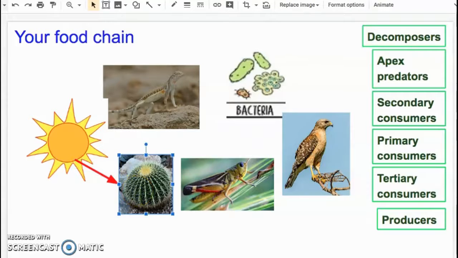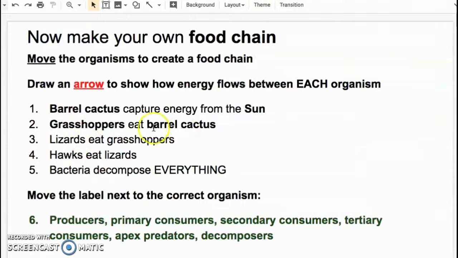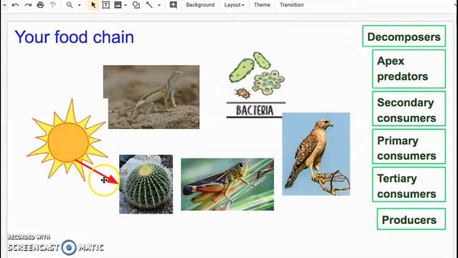Then the next one it says was that the grasshopper eats the barrel cactus. So the next thing I want to do is an arrow from the barrel cactus to the grasshopper. I can copy and paste this arrow like that, or I could go up here and draw another arrow like this, and then I could make it big again and bright red, maybe not quite so big. So I'm going to rearrange everything and then I'm going to draw all my arrows.